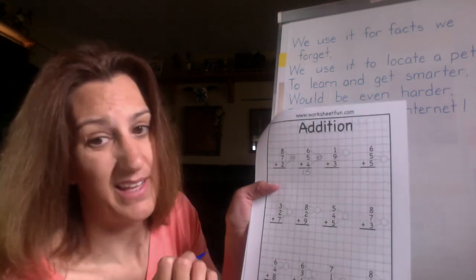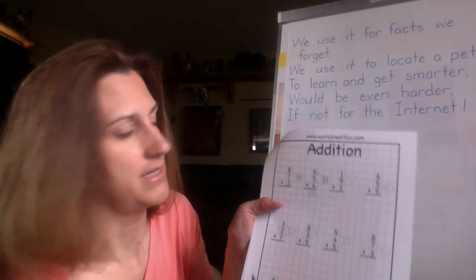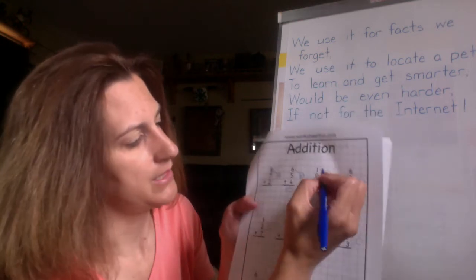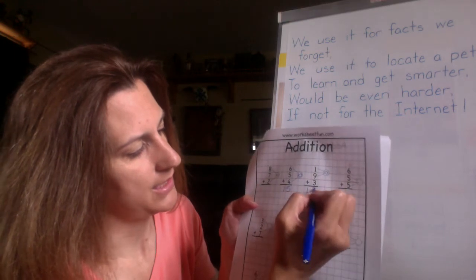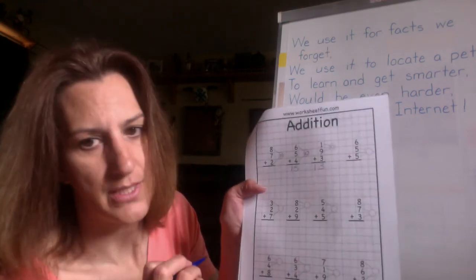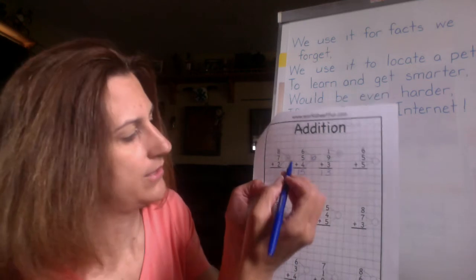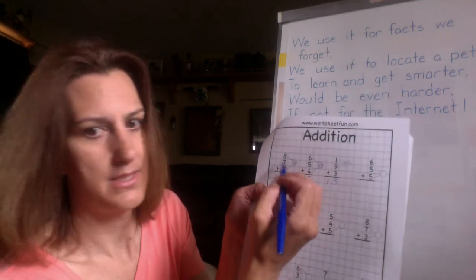And I would put it like that because this is my ones column and my tens column. Okay, 9 plus 1 equals 10. 10 plus 3 is going to equal 13. Oh, I didn't answer this one. Sorry. 10 plus 7 equals what?